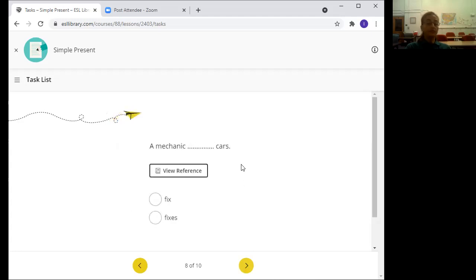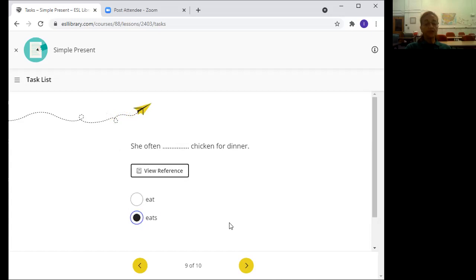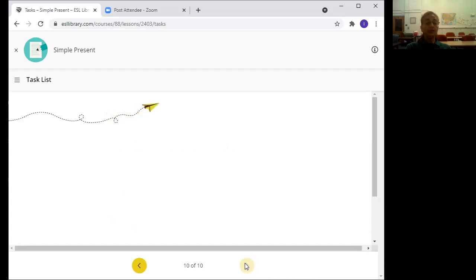A mechanic blank cars. All right, a mechanic is he or she. Third person singular. Fixes. A mechanic fixes cars. She often blank chicken for dinner. She is singular, of course, third person singular S. She often eats chicken for dinner.